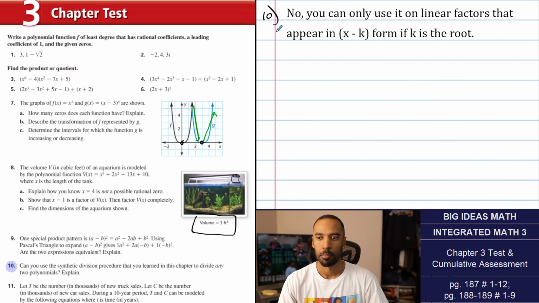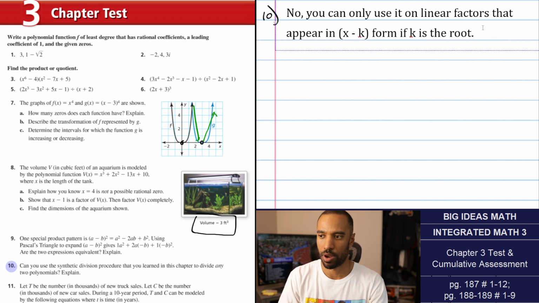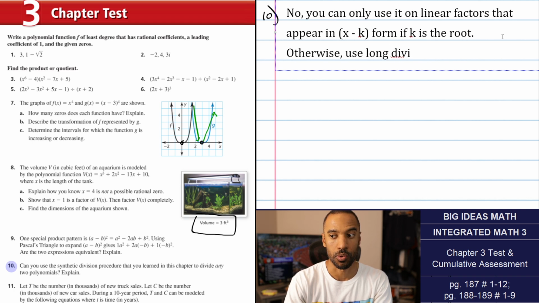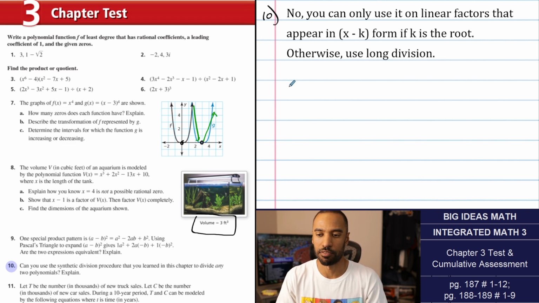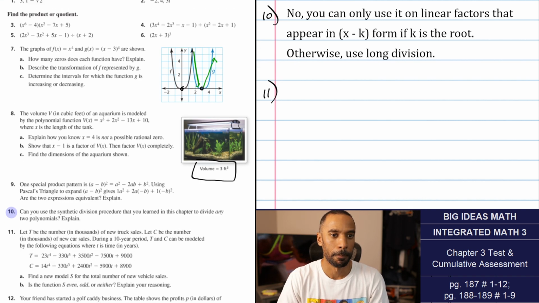So you can, but anything else, use long division. Otherwise, use long division. It's really a recommendation to do so. So that's why you kind of have to know both of them. Well, I'll say this. You have to know long division. Synthetic division is a great, very useful, very efficient and effective method to use in a lot of different scenarios where long division is not even employed.